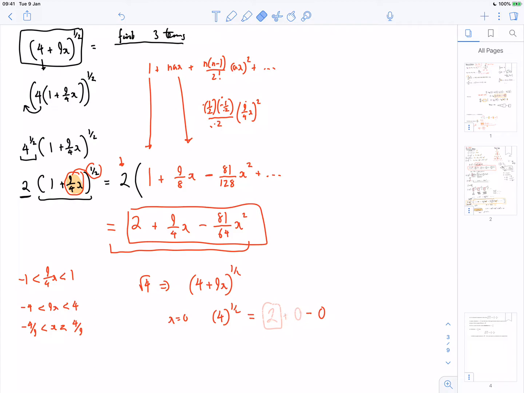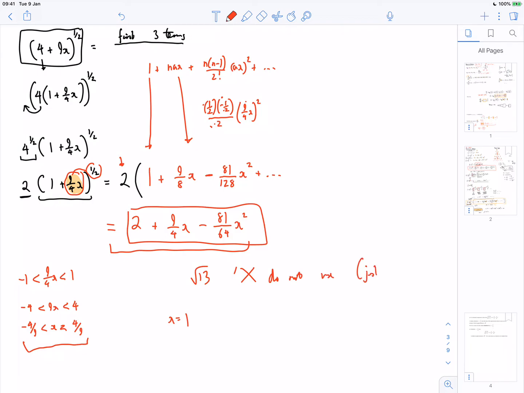However, let's try a more interesting example. Let's suppose somebody wanted to work out the square root of 13. So in that case, I'd have to use x is 1. Now, because x is 1 is outside of this convergence radius, then we shouldn't really do that. Or rather, it's just not particularly accurate. For example, let's try that.